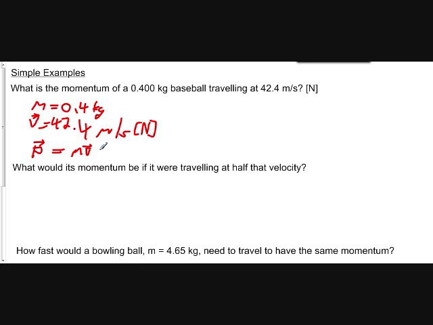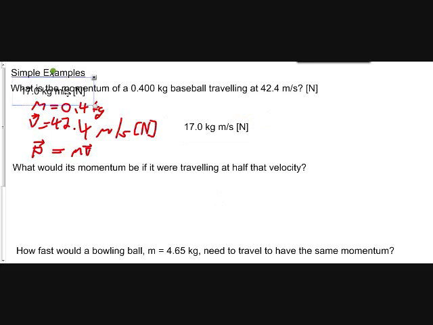So again, I'll leave it to you to plug that in, but when I do this calculation, I'm getting 17.0. And of course, the unit is kilograms meters per second, and that's going to be north, the same direction as the velocity. So here's my answer for momentum. So let's do the same thing, but we're going to say that's momentum if we're traveling at half that velocity. So instead of 42.4 meters per second, we're going to be traveling at half of that, so 21.2 meters per second north, and I want to know the momentum.